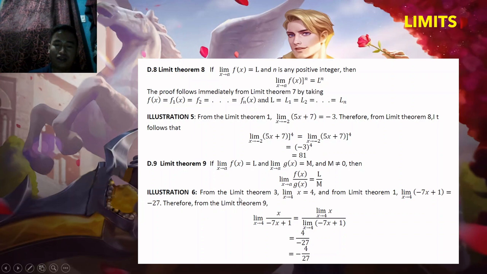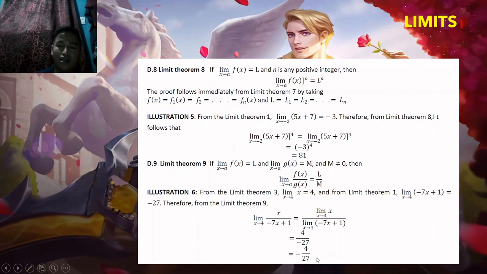Okay, so illustration, right, this one, as x approaches 4. The limit of x as x approaches 4 is 4. And then the limit of the denominator as x approaches 4: negative 7 times 4 is negative 28 plus 1 is negative 27. So the limit of the numerator is 4, divided by negative 27, is equal to negative 4 over 27.